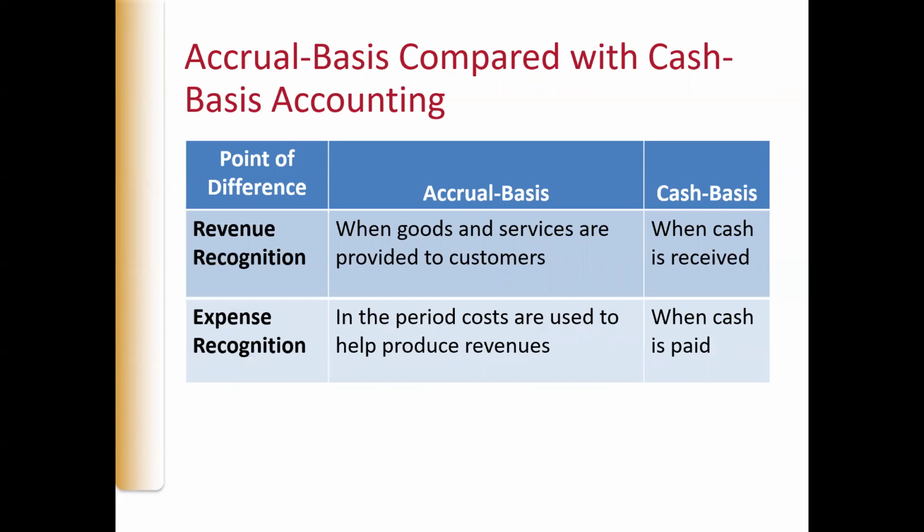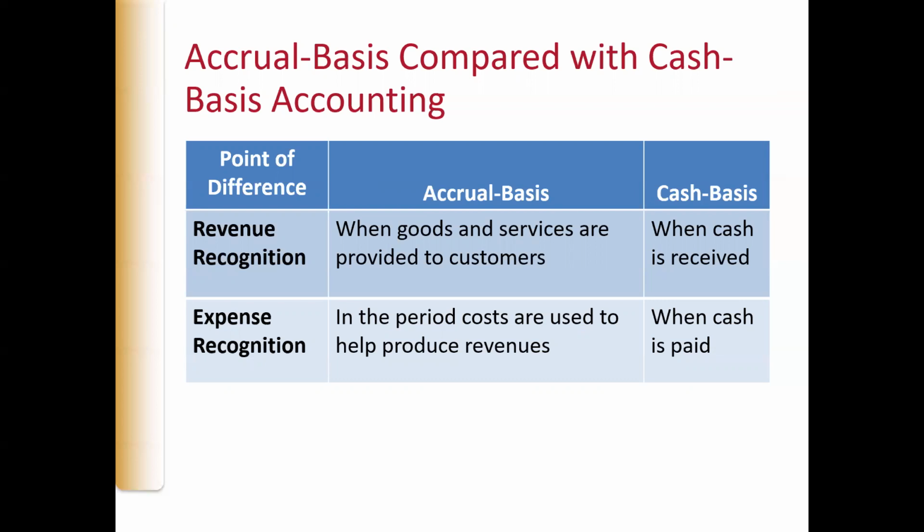As far as expenses go, the accrual basis of accounting says we record the expenses in the period that those costs are used to help produce revenues. But under the cash basis of accounting, we just record those expenses when cash is paid. You see the difference? Cash basis is money. Cash in, cash out, that's only when we record it.